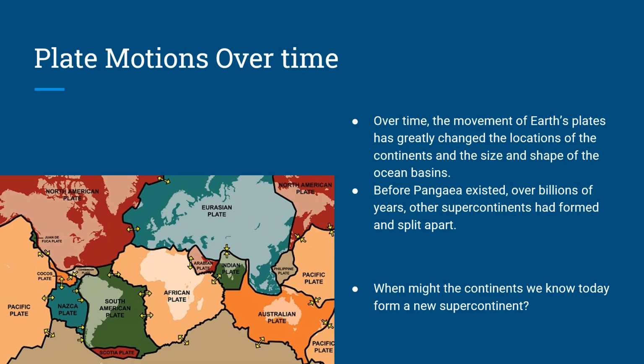Plate motions over time. Over time, the movement of Earth's plates has greatly changed the locations of the continents and the size and shape of the ocean basins. Before Pangaea existed, over billions of years, other supercontinents had formed and split apart. When might the continents we know today form a new supercontinent? We could estimate that in 200 to 300 million years from now, we could potentially have a new supercontinent.